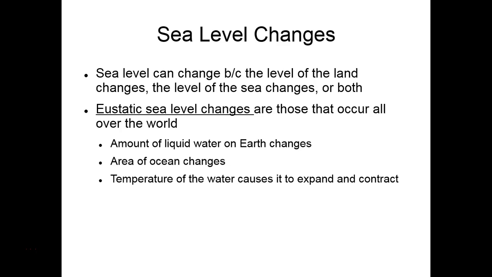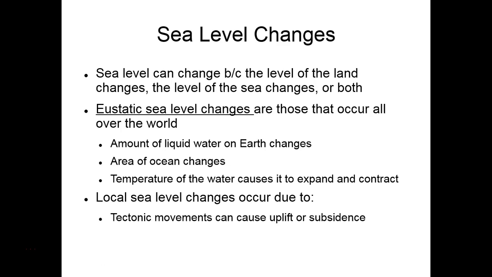to go down. We also see local sea level changes, and these occur due to tectonic movements that can cause uplift, meaning that the land is actually rising up. Therefore, where the water line is hitting is lower, or subsidence, which means that the land is actually sinking or falling down, which means that the sea level would actually rise in that local area.